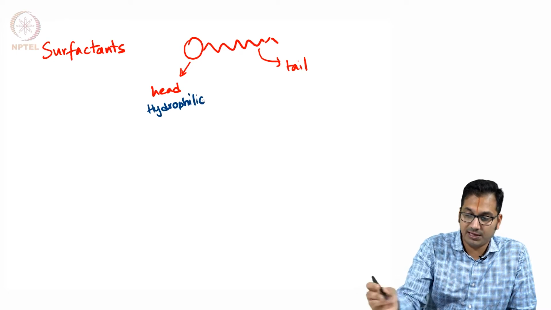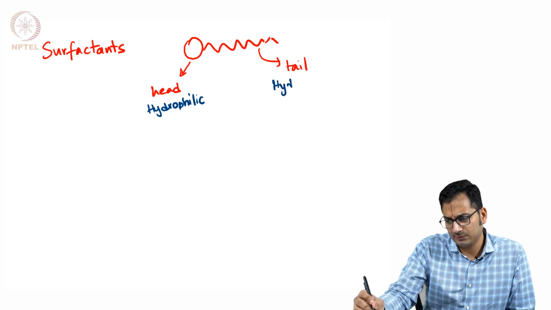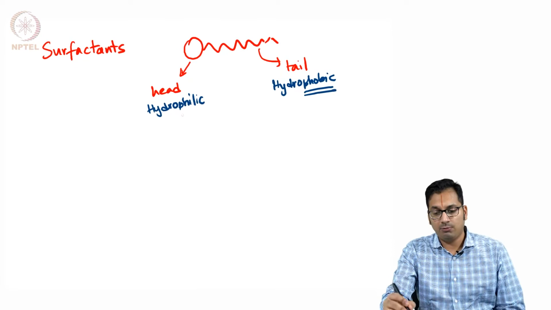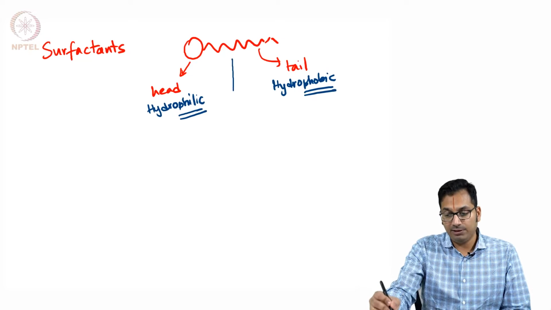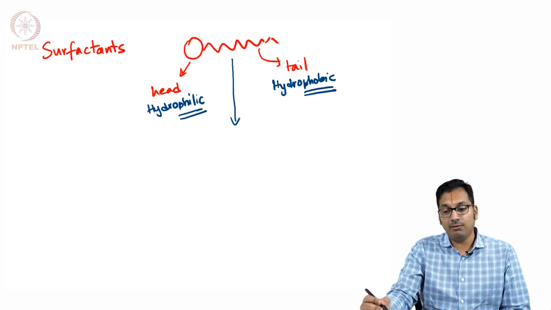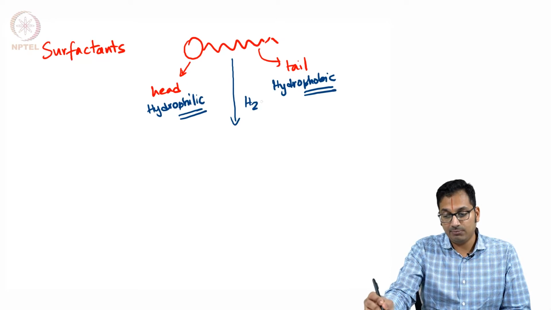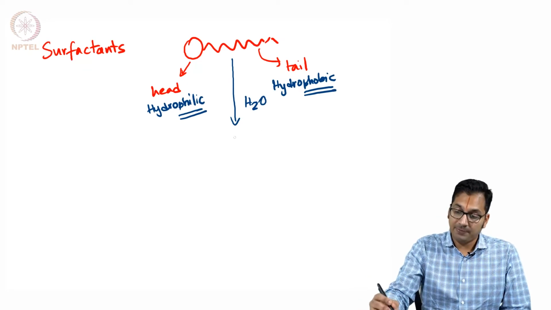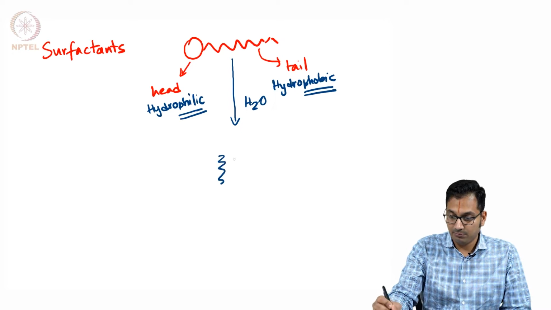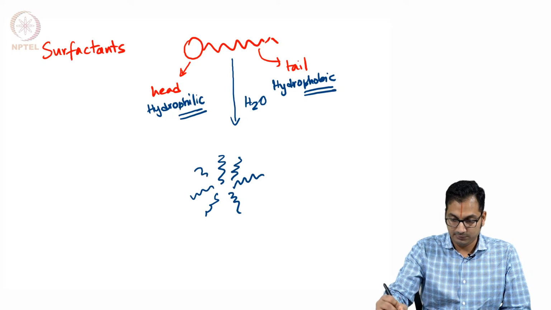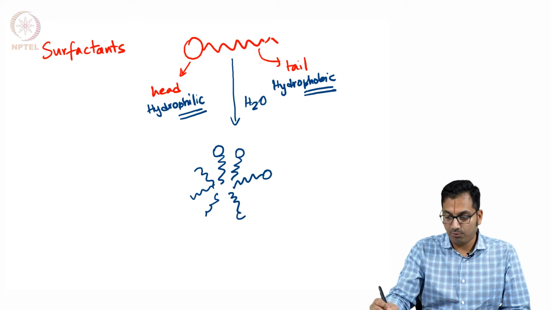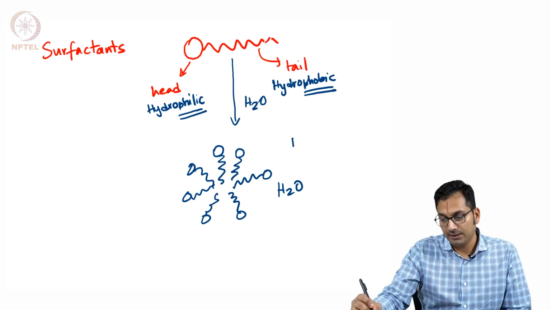I am using some terms which I assume you would already know, where hydrophobic means fear of water while hydrophilic means water liking. So when you add a lot of these kinds of molecules to, let's say, water, what happens is that all the hydrophobic groups bunch up together, while the hydrophilic head groups point towards water. This kind of an assembly is called a micelle.